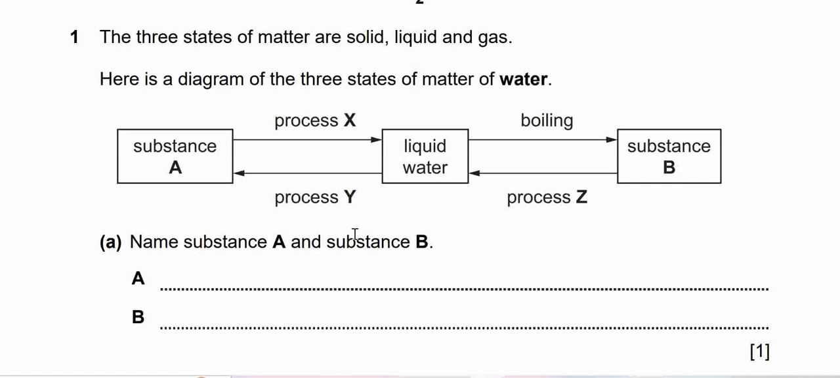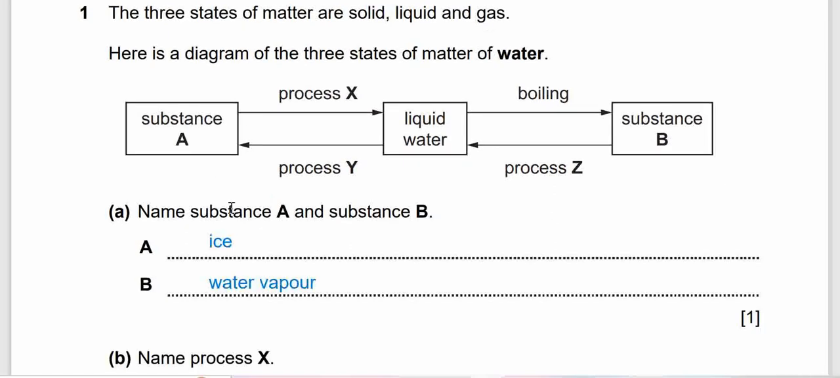Alright, let's open up the answer. Here you go. A is ice, which turns into liquid water. Boiling into substance B, which is water vapor, or you may also answer steam. That will be the correct answer.